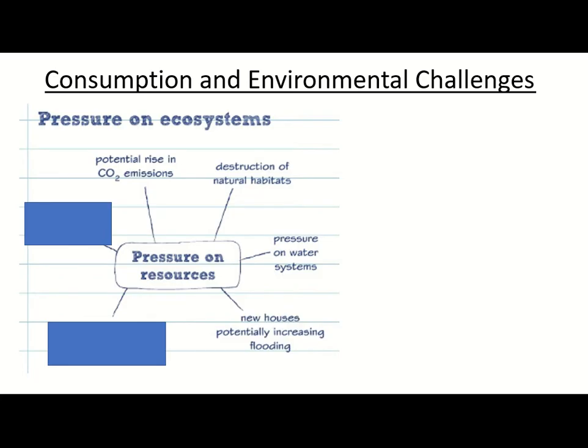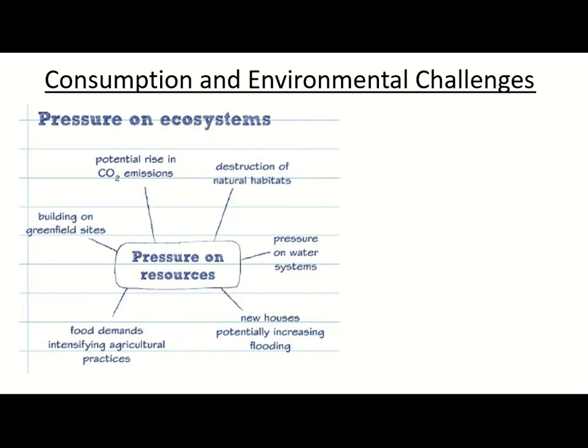New houses, where do we build them? On floodplains, great. So therefore it's going to increase the risk of flooding because it increases runoff. So there's a nice link to our UK landscapes topic there. Food demands, which intensify agricultural practices. Again, more space needed to grow more crops. And again, that links into that pressure on water systems. And we also build on greenfield sites because it's quite expensive to build on brownfield sites. And again, greenfield, brownfield, we've discussed this in Changing Cities. So again, these are not concepts or information that are totally unfamiliar to you.